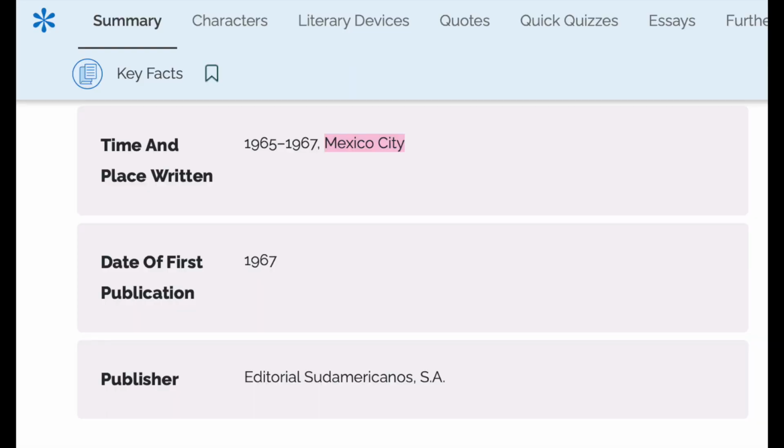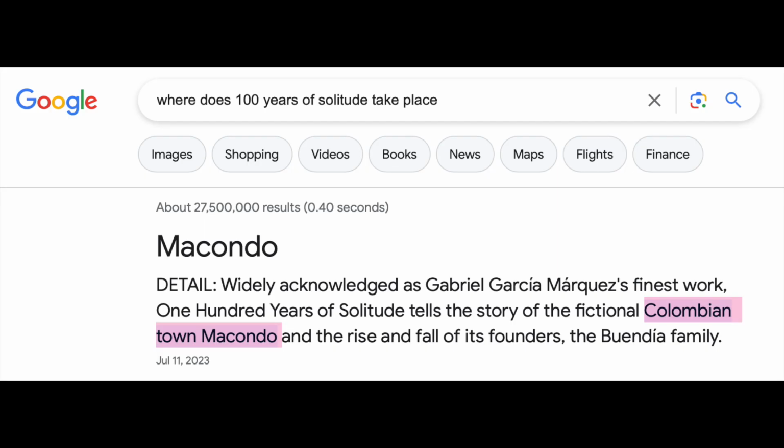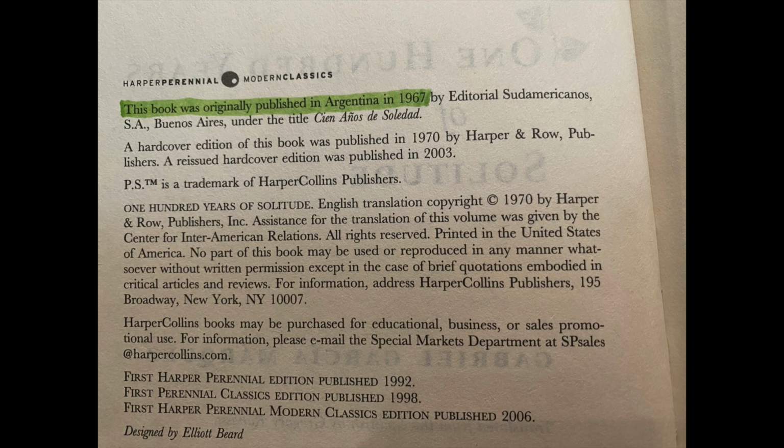I just had a beyond brilliant idea. Okay, so listen to this. 100 Years of Solitude was written in Mexico City. It takes place in a fictional village in Colombia. And according to the book itself, it was published in Buenos Aires, Argentina.